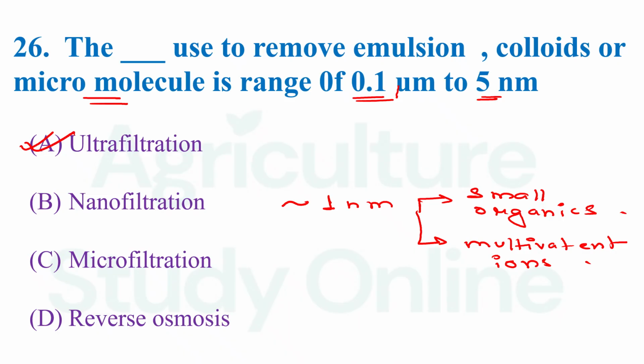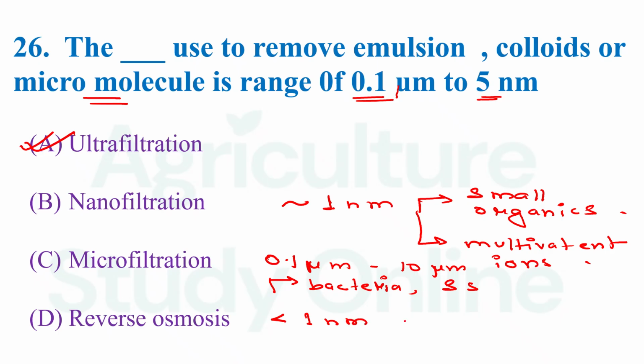Microfiltration ranges between 0.1 micrometer to 10 micrometer. So it removes bacteria and suspended solids, meaning it's too large and cannot remove small colloids effectively. And the last one, reverse osmosis, that is RO, is less than 1 nanometer, so it's too fine and beyond the required range. So the correct option is A, that is ultrafiltration.